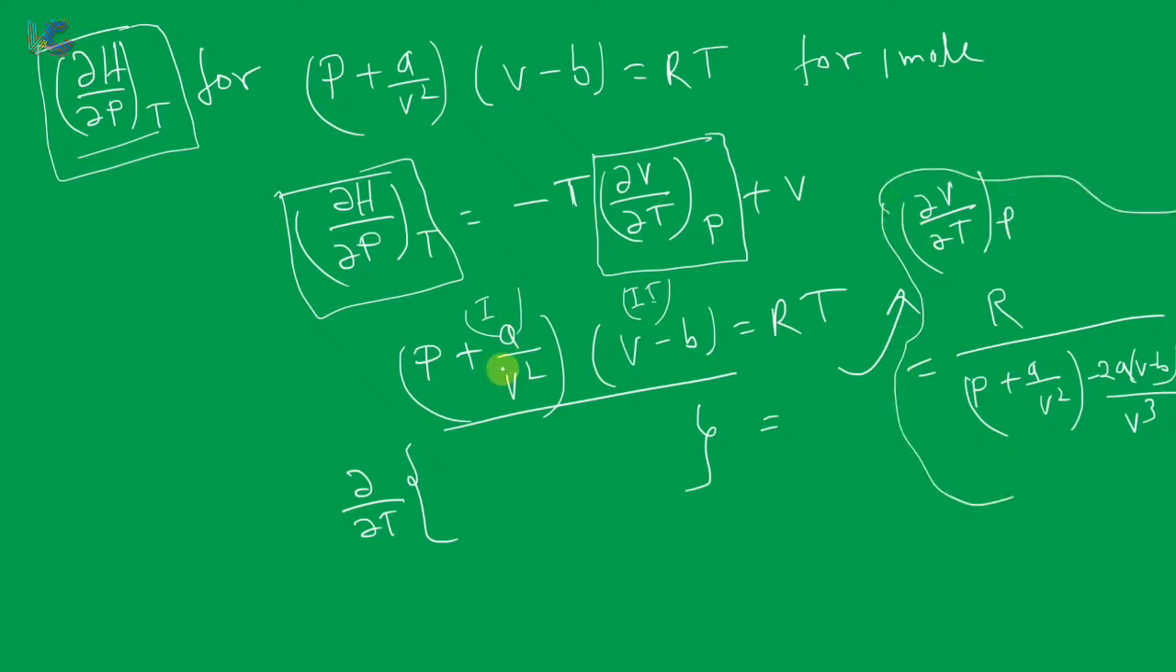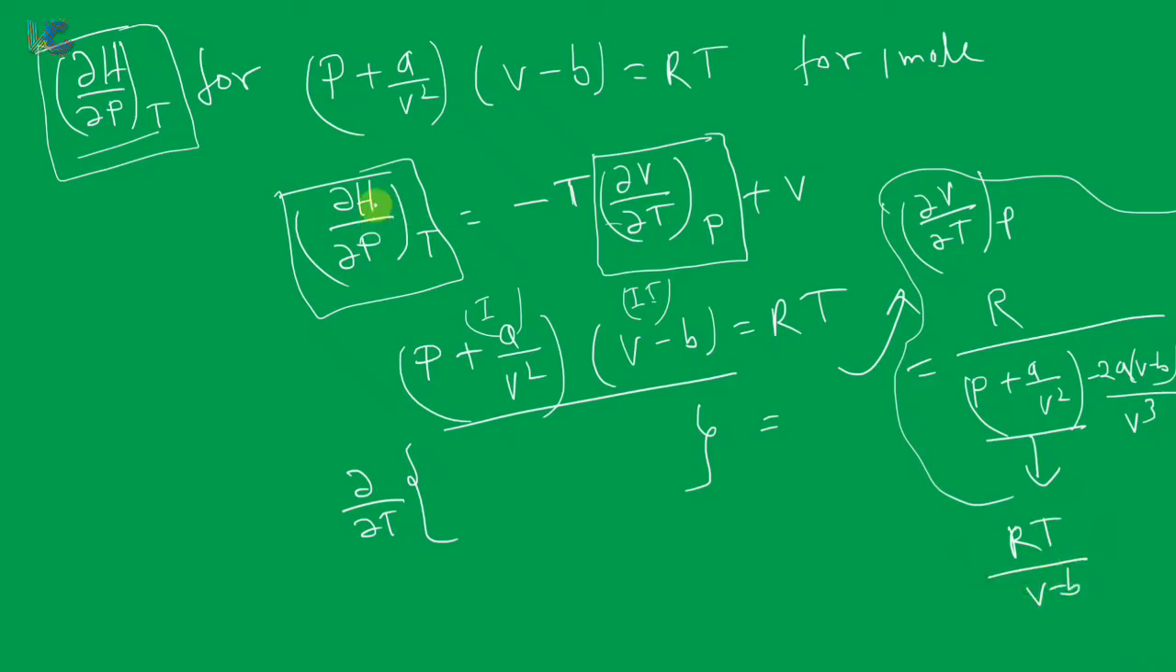Then what you have to do, you have to put this value del v del t at constant p in this equation. Once you put it, then in the right hand side you will get an expression. Then you replace this term p plus a by v square by rt by v minus b.